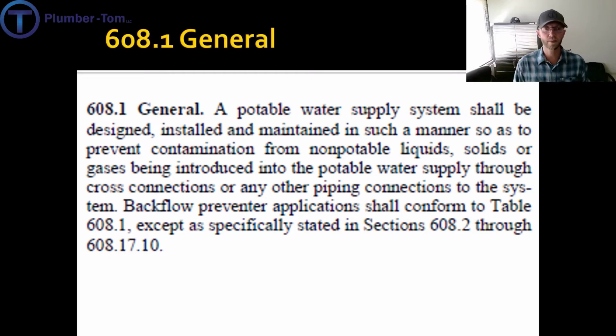Just in general, what is this all about? Potable water supply systems shall be designed, installed, and maintained in such a manner so as to prevent contamination from non-potable liquids, solids, or gases being introduced into the potable water supply through cross connections or any other piping connections to the system. Backflow preventer application shall conform to Table 608.1. We're going to look at that table, except as specifically stated in Sections 608.2 through 608.17.10, and we'll look at those as well. But the point being, the potable water system has to be protected against anything harmful.